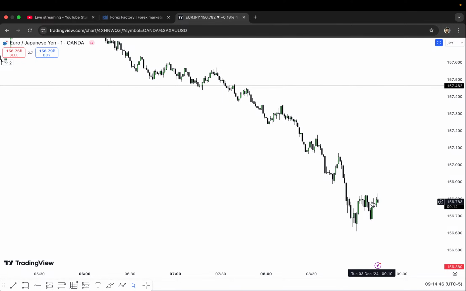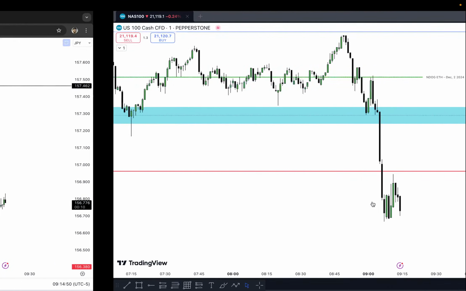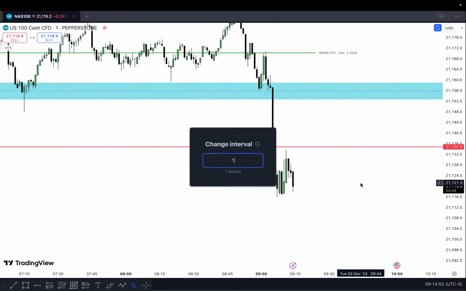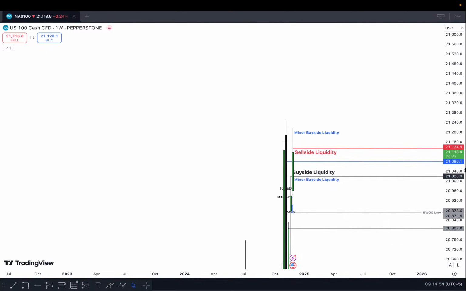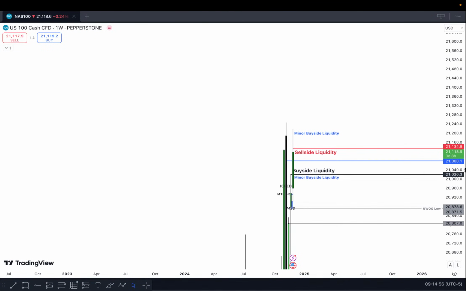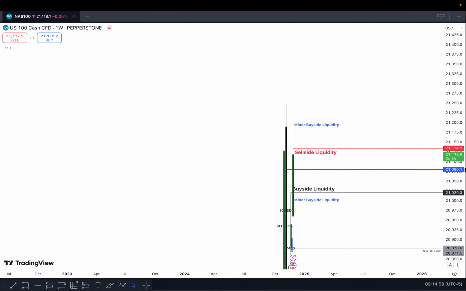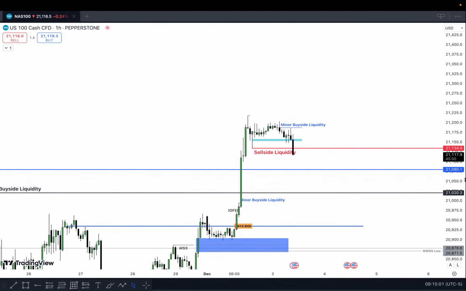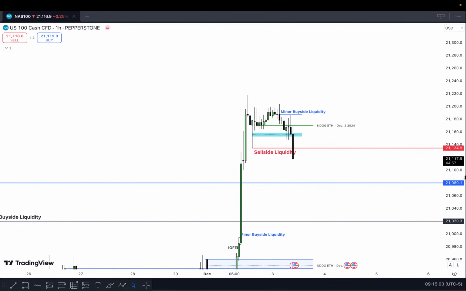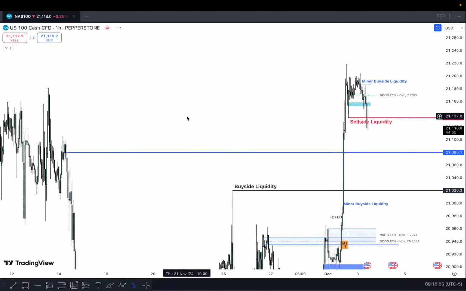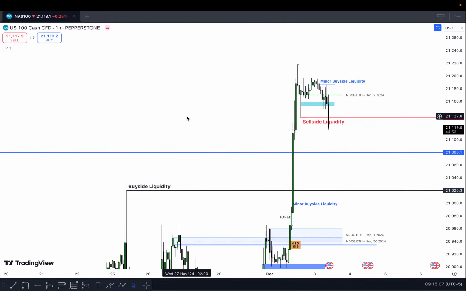Bro, rejection block, yesterday only I told, I think, and in the stream also I told about rejection blocks. Rejection blocks are nothing, just the big wicks. Whatever big wick you see, use it as your rejection block, and start looking at them as PD arrays, then you will find the real rejection block.